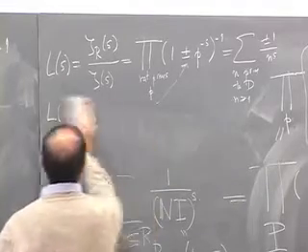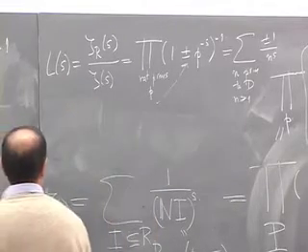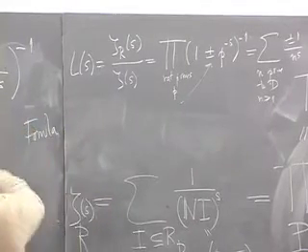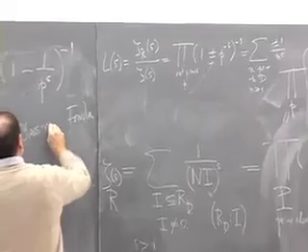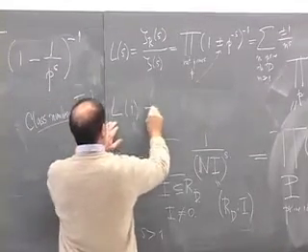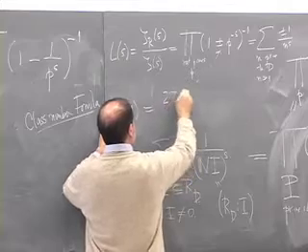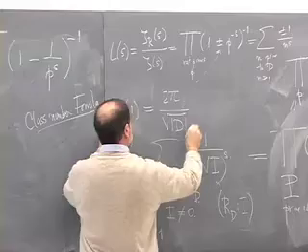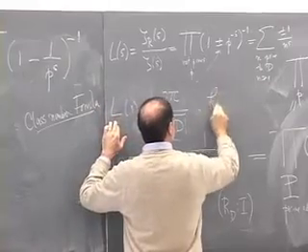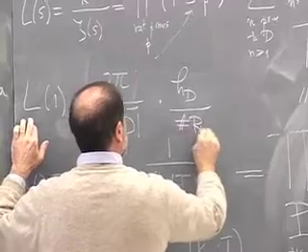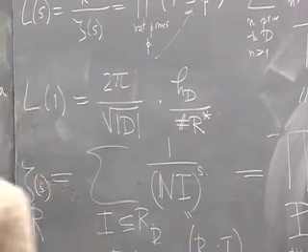And the class number formula of Dirichlet is a formula for L of 1 in terms of the ring. It says that it's equal to 2 pi over the square root of the absolute value of the discriminant, times the class number of the ring, divided by the number of units. Is that a great formula or what?